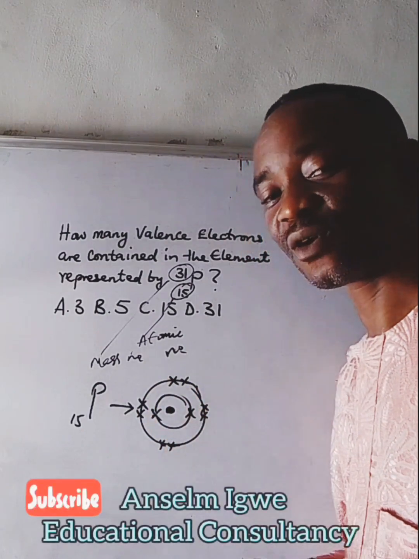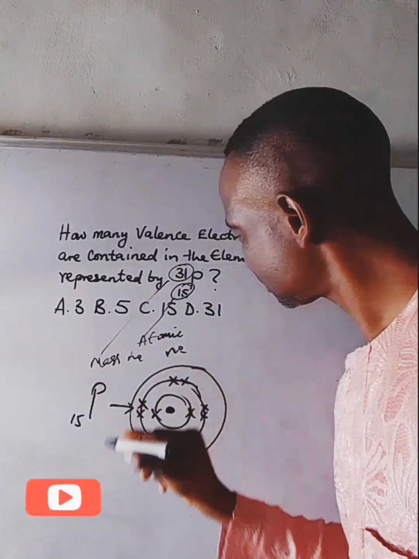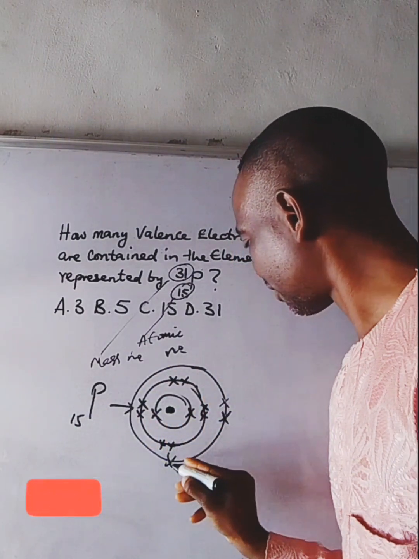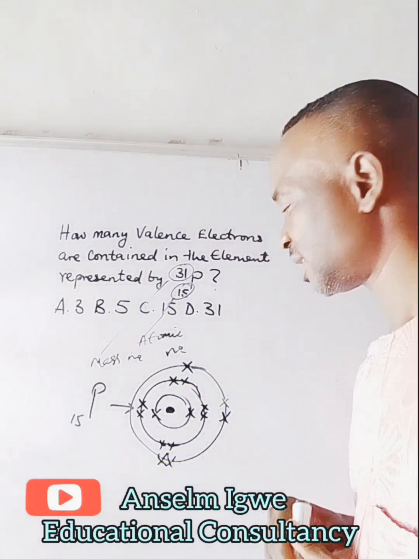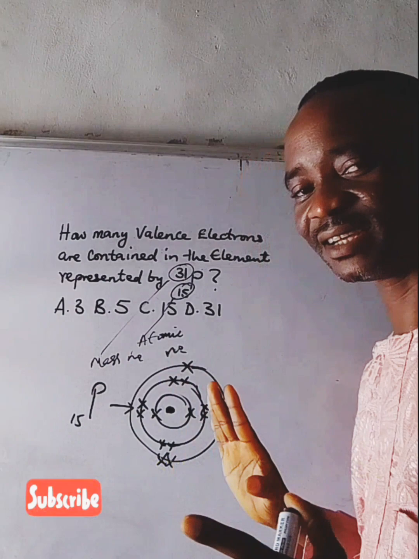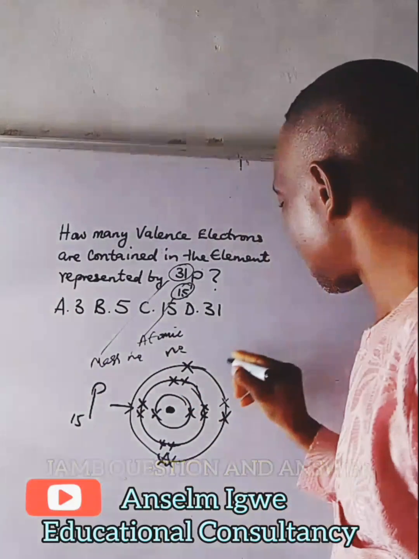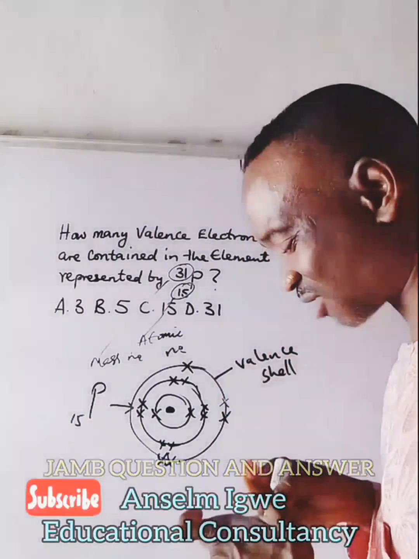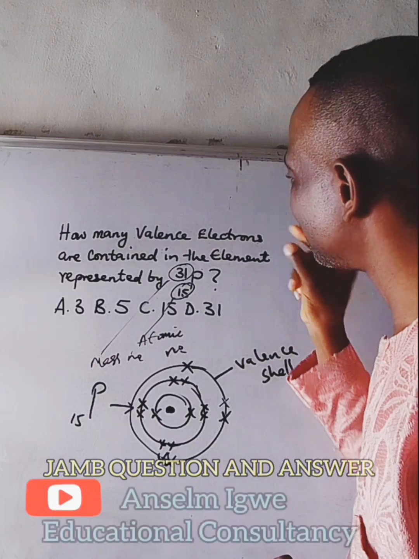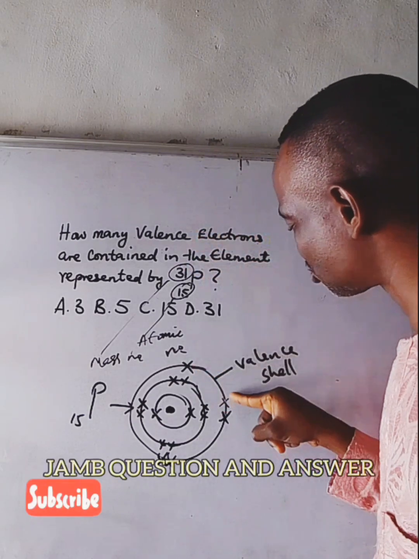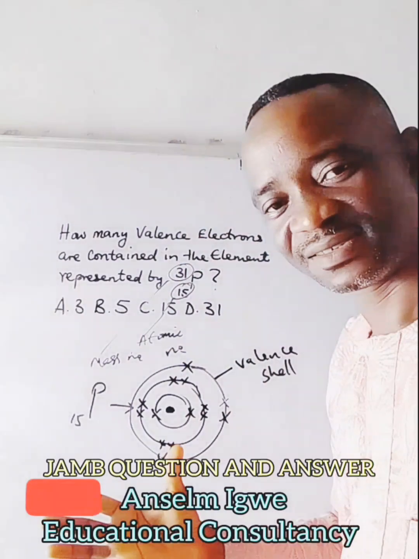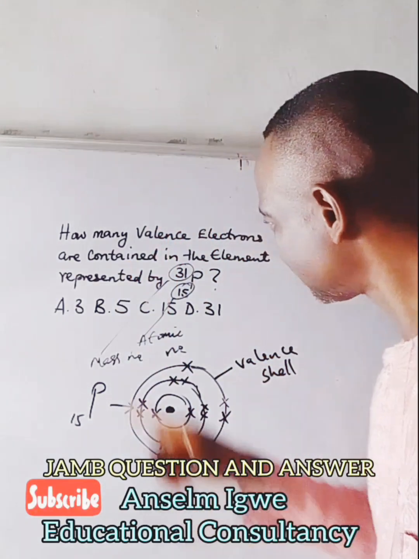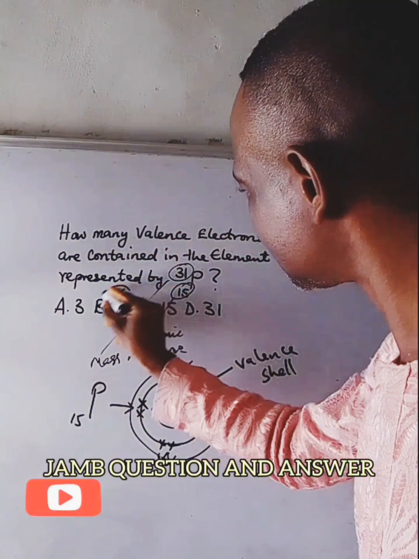It is stable now. Therefore, we will create another shell where these 5 will begin to pair up 1, 2, 3, 4, and 5. The last shell has never attained electronic stability because it's not up to 8. And this last shell is what is called the valence shell. The number of electrons on the valence shell is called the valence electrons. So when you count 1, 2, 3, 4, 5, it shows that the valence electrons are 5 in number. If you check the options, it is there, 5. And that is the answer.